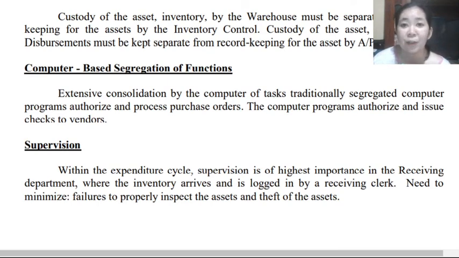Computer-based segregation of function. Here, there should be an extensive consolidation by the computer of tasks traditionally segregated: computer programs which authorize and process the purchase orders, and authorize and issue checks to vendors. But again, to make sure that there is security, limited access, and segregation of duties, as well as coupling it with manual procedures, are relevant for effective internal control.